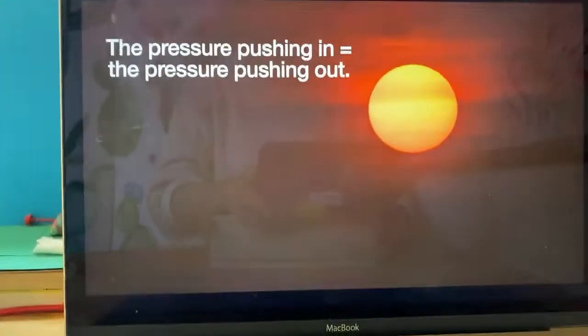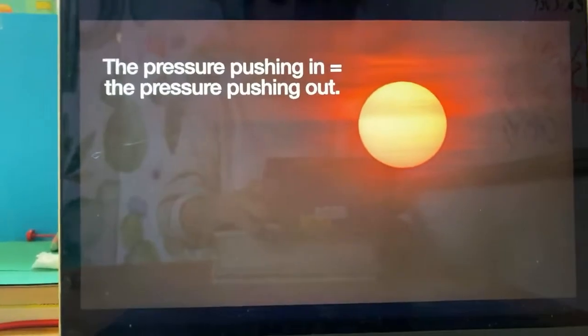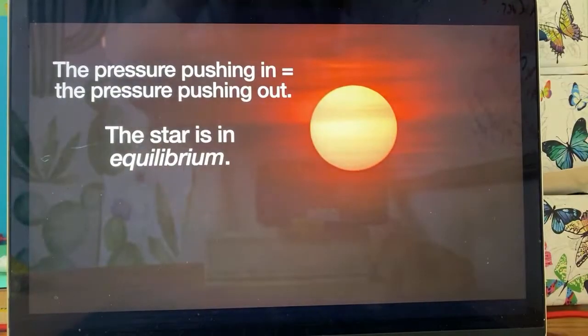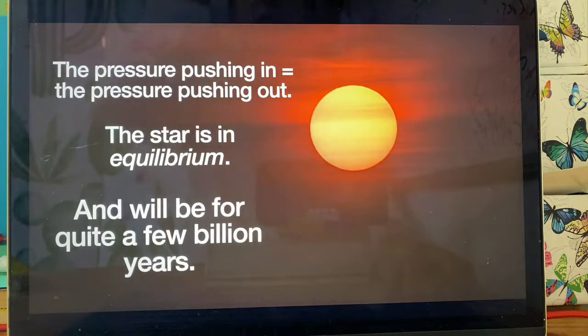And I've written it here. Pressure pushing in equals the pressure pushing outwards. So we would say that the star is in equilibrium. Nice posh physics word for all the forces on it are balanced, all the pressure's balanced. And it will be in equilibrium for quite a few billion years.